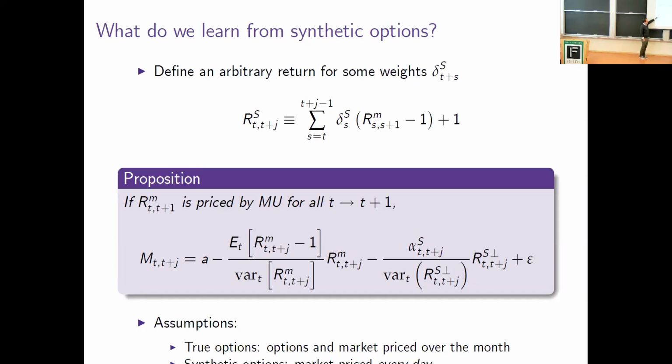And we end up with the same regression. And so I can also look at a synthetic option return and come to the exact same conclusions that I would with the true option. I look at its alpha. If its alpha is negative, I'm again going to conclude that there is convexity in marginal utility with respect to the market return.